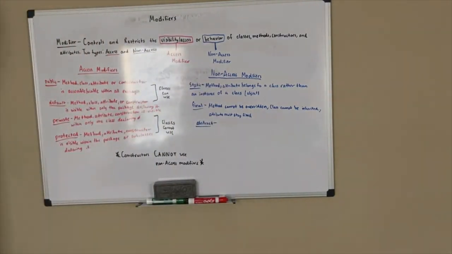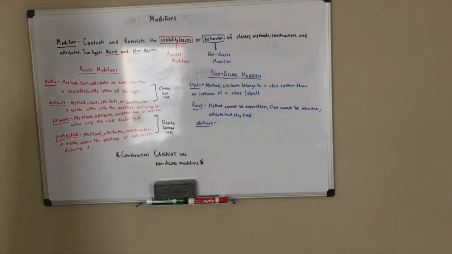Abstract is our final non-access modifier. There's stuff like synchronized and others, but I'm running out of space and I don't want to cover them. They're more complex. I might come back to those when we go over collections, because vectors and such use them. So yeah, abstract.